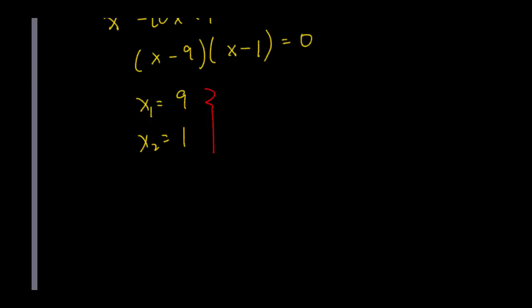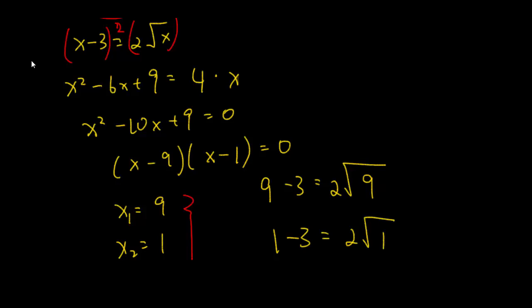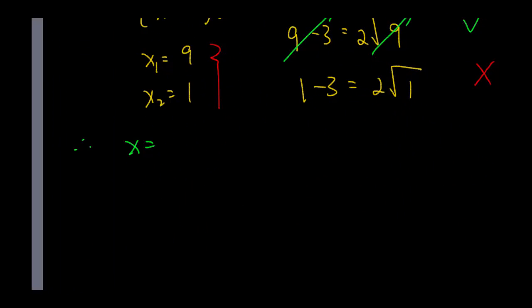Now because this is an irrational function, I will need to check it. So what was my original equation? My original is that. So let's try it. 9 minus 3 is equal to 2 square root of 9. And for the other one, 1 minus 3 is equal to 2 square root of 1. So the square root of 9 would be 3, and 2 times 3 is 6, so this is 6. And what about the other one? That is also equal to 6. So that is correct, but the other one is not. So therefore, x is equal to 9.